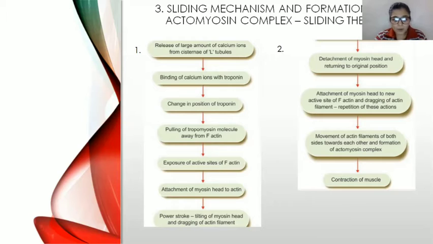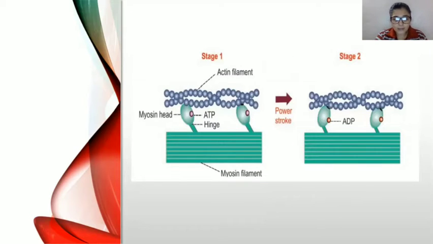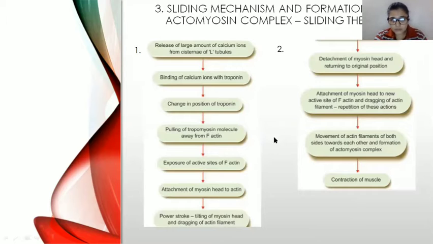Power stroke means tilting of the myosin head and dragging of the actin filament. As we can see here, the myosin head is connected to the actin filament, and in the power stroke the myosin head tilts backwards as the actin filament moves. This is the power stroke. When the actin filaments are moving, the head detaches from the previous active site of the actin filament, and the myosin head attaches to a new site on the actin filament.